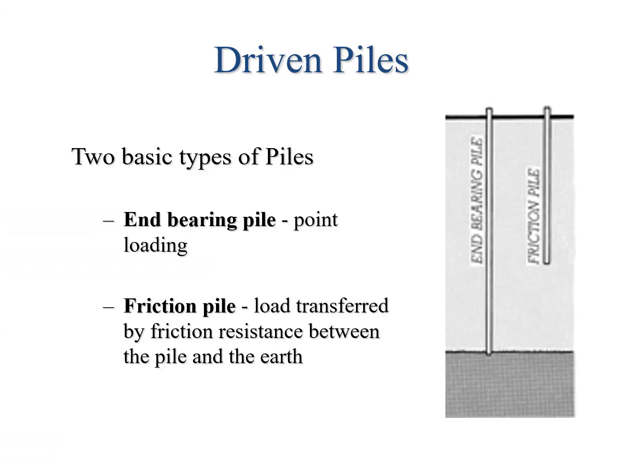So driven piles, of course, are two basic types of piles. The end-bearing pile, the point loading, and the friction pile, where the load is transferred by friction resistance between the pile and the earth. You can see one sits on the rock at the bottom, the heavier. It's usually rock down below that it would be on, that darker portion at the bottom of the illustration, whereas a friction pile depends on the earth around it, just holding it in place. So obviously one can support much more than the other, and that would be the end-bearing pile.